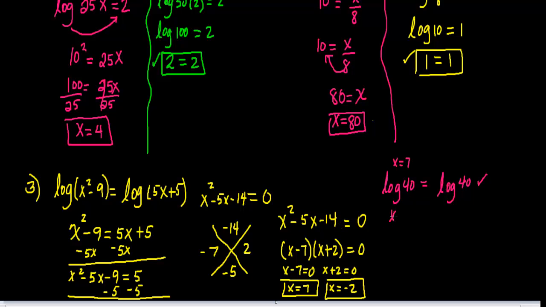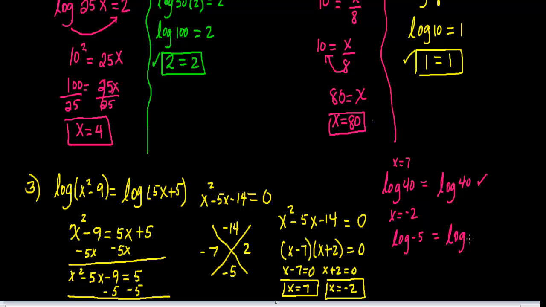Now when x is equal to negative 2, let's see what happens. On this side, if x is negative 2, this will be negative 2 squared, which is positive 4. 4 minus 9 will give you log of negative 5. And right there, I can stop, because the argument in a log can never be a negative number. Okay? On the other side, just so that you can see, if I plug in negative 2 here, 5 times negative 2 is negative 10, and negative 10 plus 5 is negative 5.